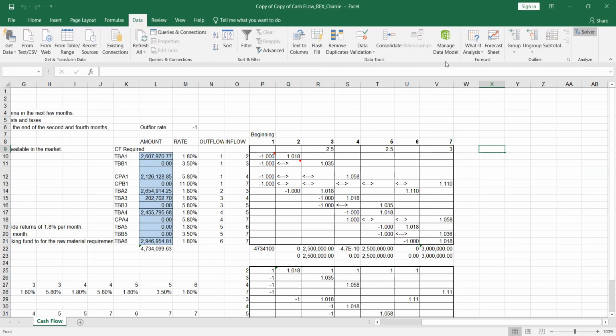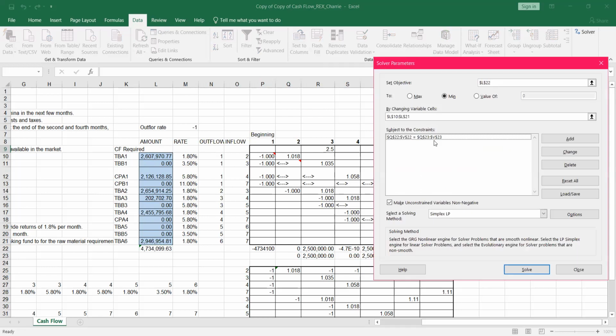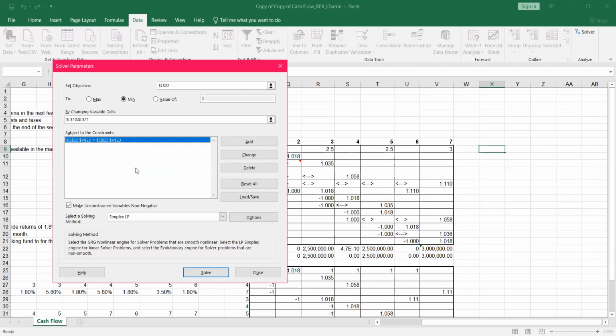Pati nga ulit yung constraints mo. Ba't may 202 ka doon? May mali, no? Q22 to V22 should be equal to Q23 to V23. Tama. Sige. Tama siya. L10 to L21. Tama. L22. Tama. Minimize. Sige nga, solve mo ulit. Solve.